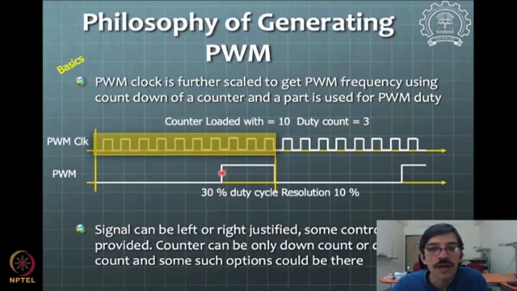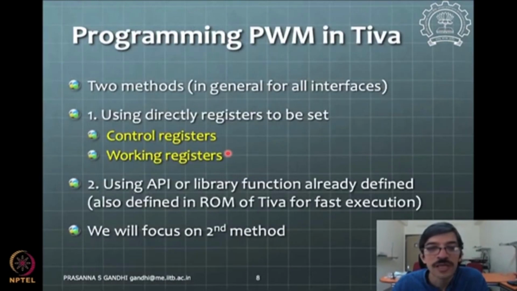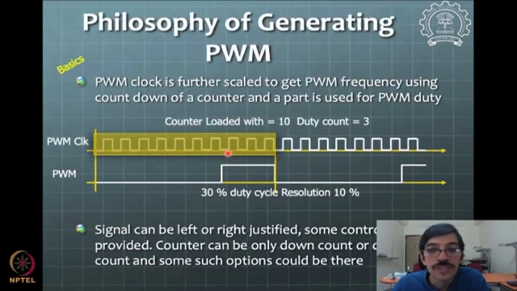Since I am using the number 10 here, can you think what the resolution of PWM is? I can have only one clock cycle as a minimum count for the duty, which corresponds to 1 out of 10, that means a 10% resolution. So I cannot say I want a PWM signal of 5% duty cycle. I cannot produce that with this setup. For that I'll need to increase this factor.